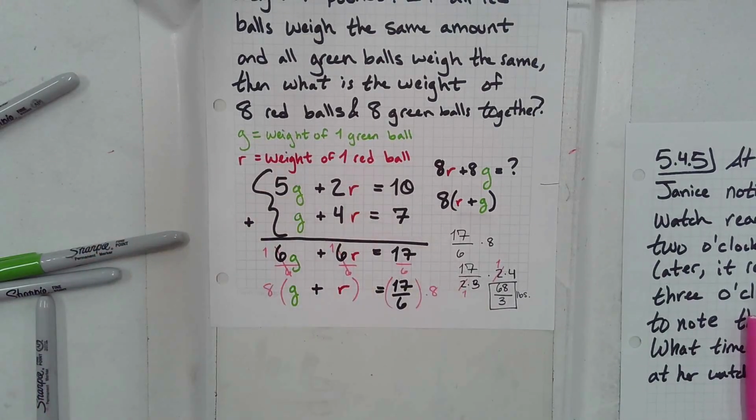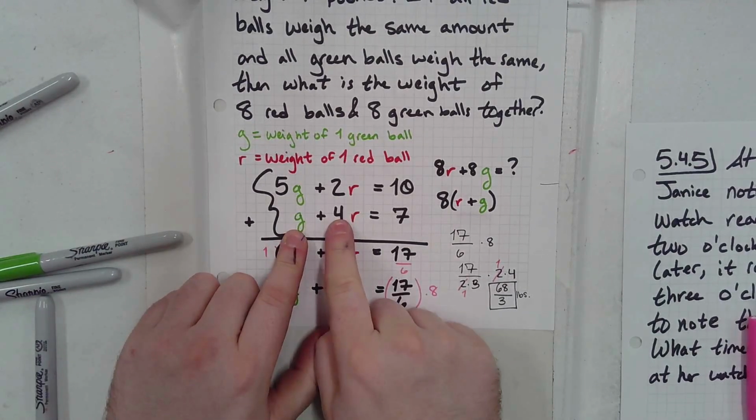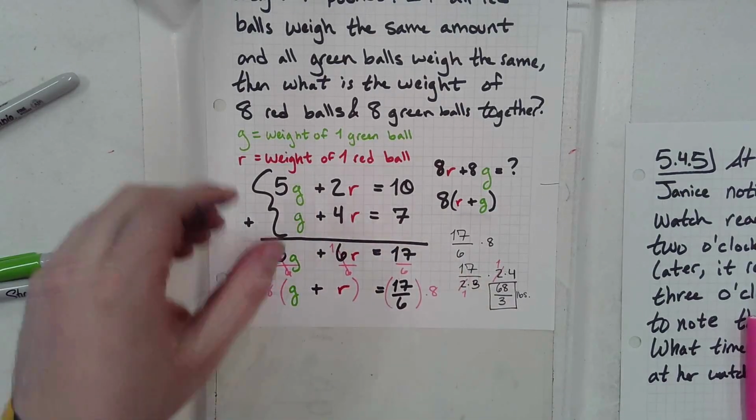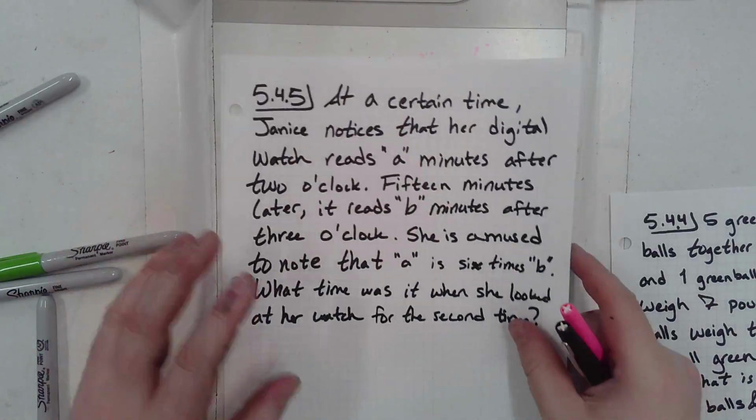And one way to get that is to combine these two equations by adding. But of course, you could have solved this by getting g on its own, subtracting that over and plugging it in, doing substitution. So let's take a look at 545. This is the last one in this video.